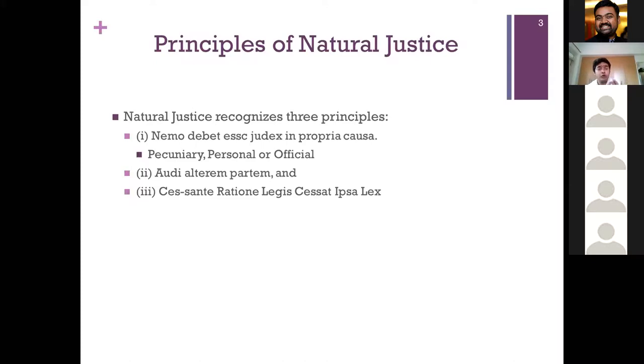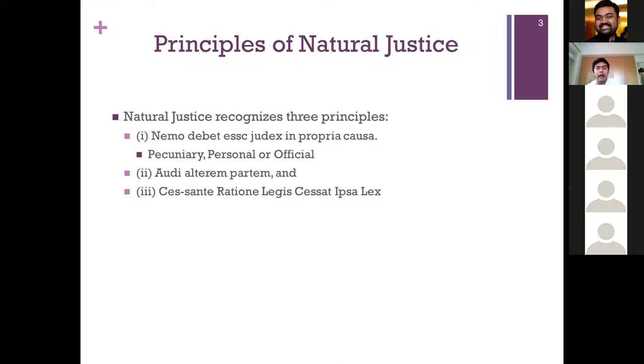But it is important to know that principles of natural justice are not created by our Constitution. Right? Article 14 only acts as the constitutional guardian of principles of natural justice. It's not as if we did not have natural justice in India before Article 14 was included in our Indian Constitution.